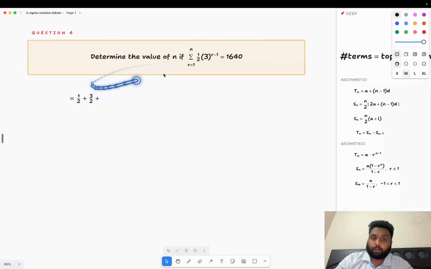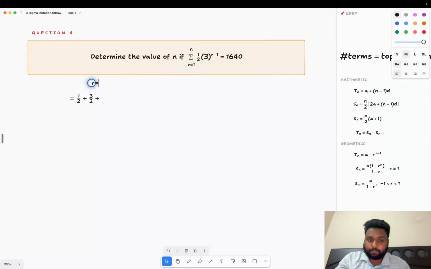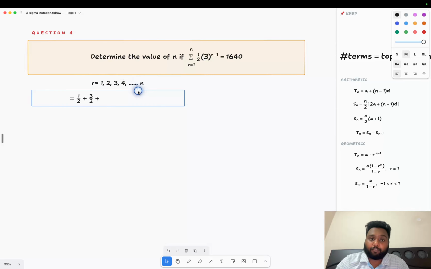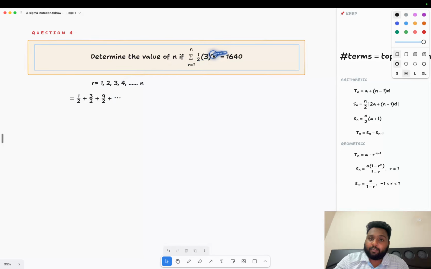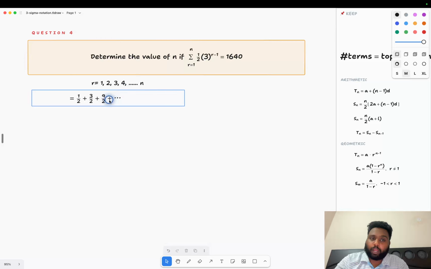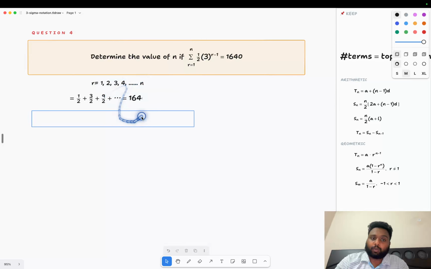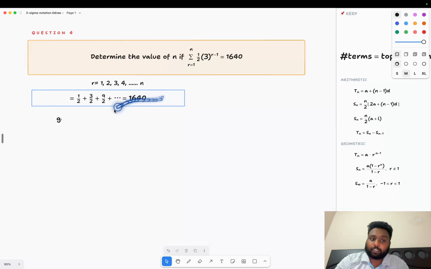We write this out. So we use different values of r. We will substitute r is equal to 1, r is equal to 2, r is equal to 3, r is equal to 4, on and on and on. And then we will see what type of pattern we can come up with. Okay, let's do this. The value of 3 minus 2 will be 2, 9 by 2, and so on and so forth. And the value will be 1640.